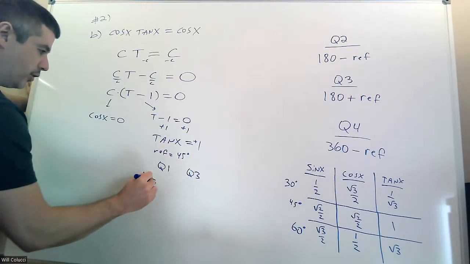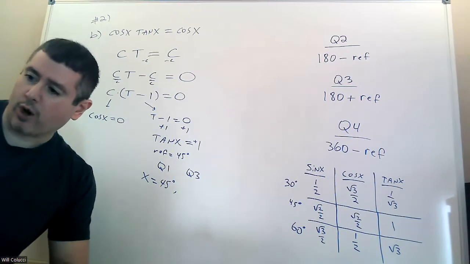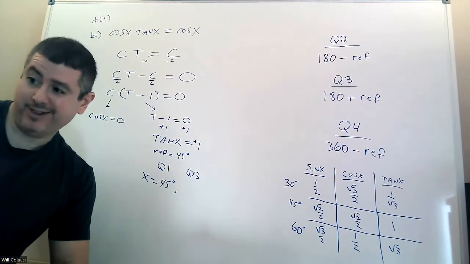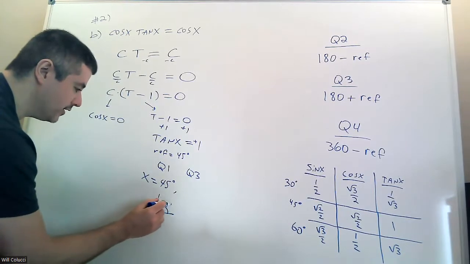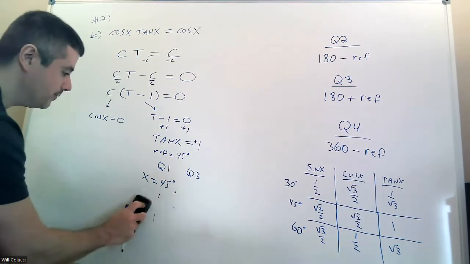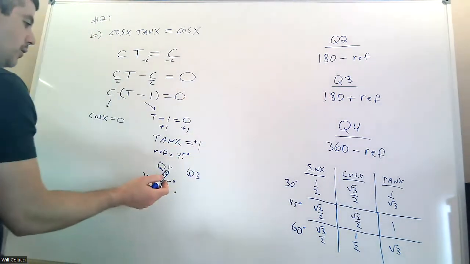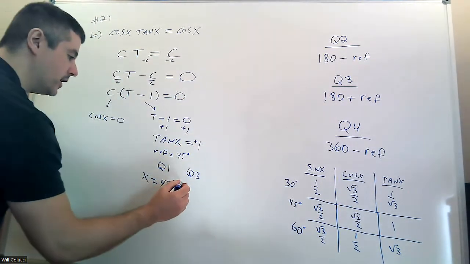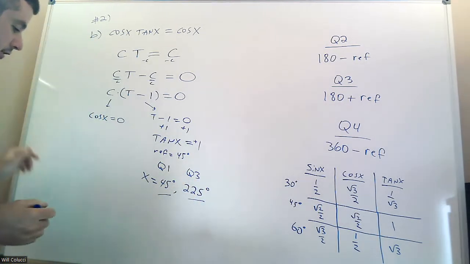One of my answers has to be 45. I mean, if I were to draw 45 degrees in quad 1, it's 45. So you get an angle for free. Now in quad 3, you got to take 180 and add 45 to it. You get 225. So those are two of your answers.